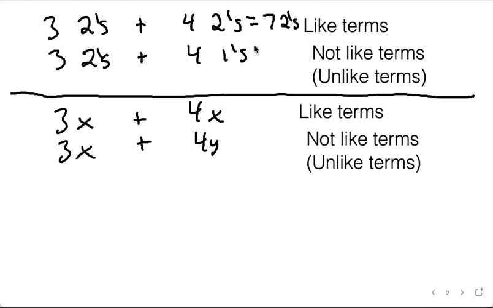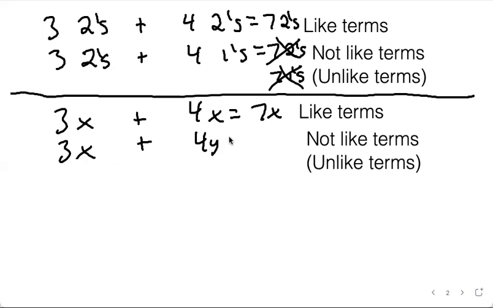Okay, what's 3 2s plus 4 1s? Well, is that 7 2s? No, because we only have 3 2s. Is that 7 1s? Well, no, because we only have 4 1s. So this is not as simple. We can't just do 3 plus 4 and get the correct answer. Okay, what about 3x's plus 4x's? Well, that would be 7x's in total, right? That's really simple. We basically just did 3 plus 4.